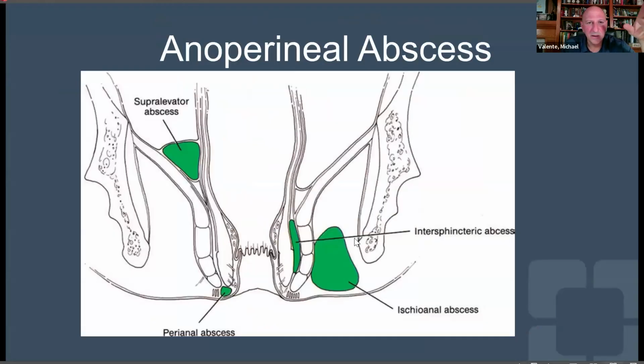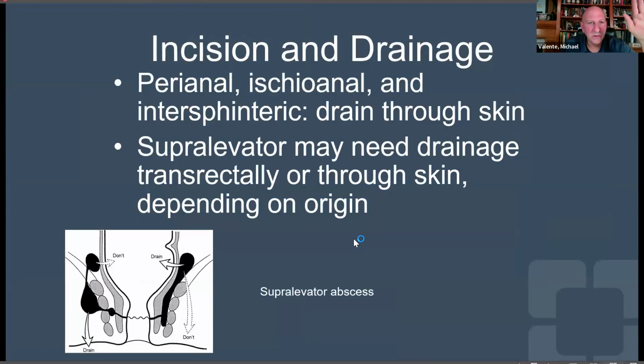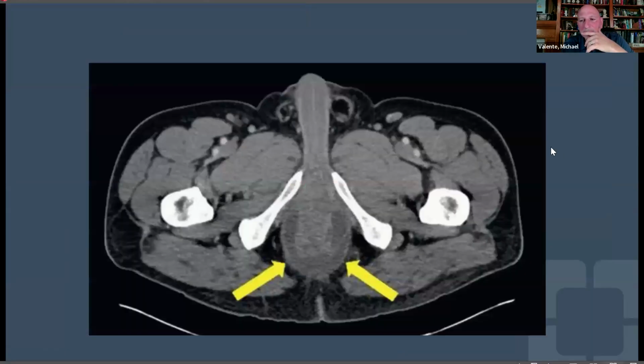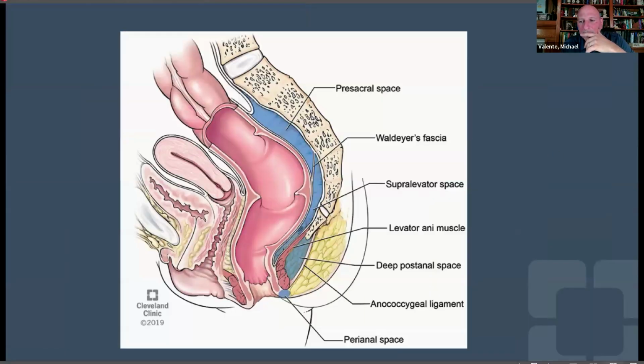Just another view. Okay, so here's another good view of this anococcygeal ligament, the deep postanal space, and the supralevator space, and then the presacral space. All really related to each other and in connection. This is why things can go.